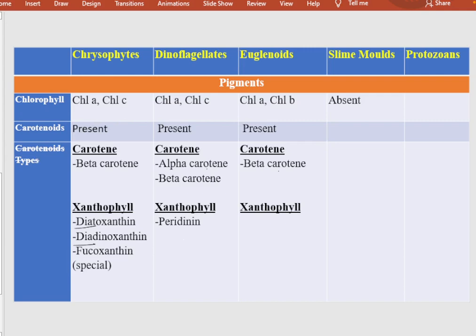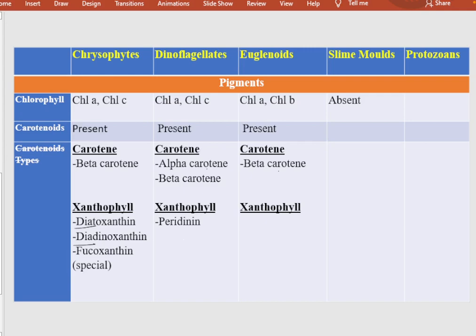Carotenoid types are not required. Just for your information, remember for carotenoids in dinoflagellates, the middle one has A and B. Here it is beta, beta; alpha, beta in between. If it is AB, the others are AC. You remember this: AB, AC, AC. Here alpha, beta, and here beta, beta.